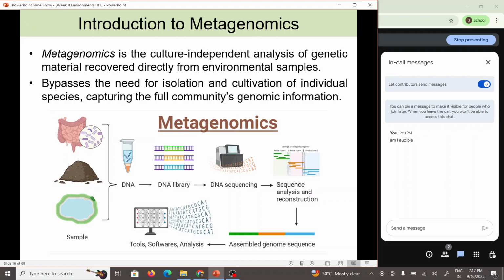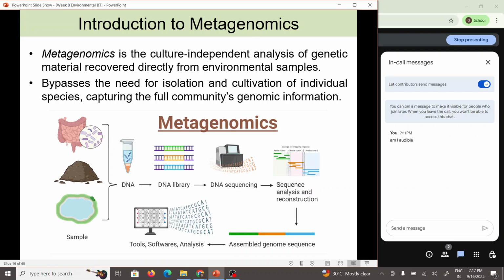So in this picture you can see a simple representation of the steps in metagenomics. So we will have samples. It can be a gut microbiota or a soil or water sample. So we will directly isolate the DNA from all the organisms that are present in it, and then we will construct a DNA library and then go for sequencing it.